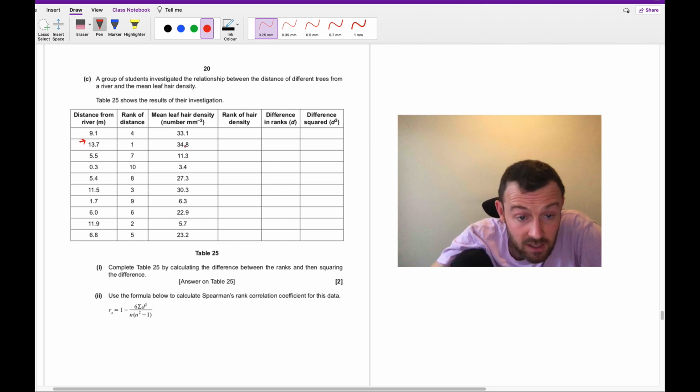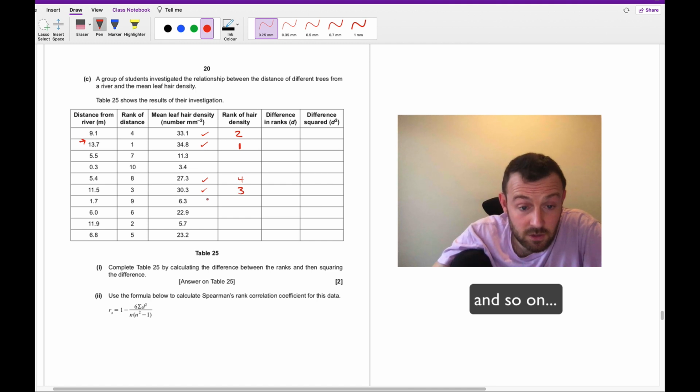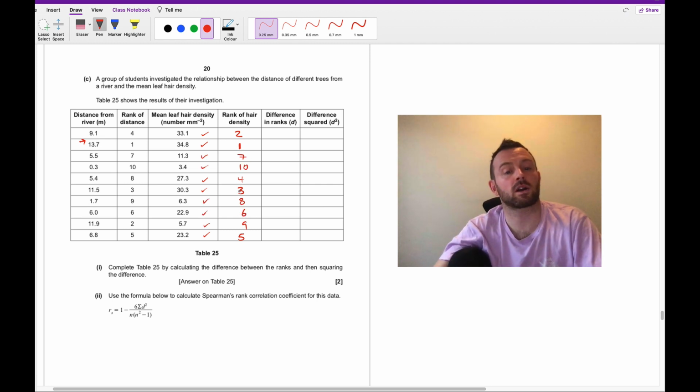So scanning down, 34 is number 1. And then we've got 33. Any more 33s? No. So I'll just cross these off. This is going to be number 2. Any more in the 30s? Yes, we do. We've got that one, which is number 3. Then we're looking for high 20s. 27 is 4. Anything else in the 20s? 23 is 5. So now we work out the ranks there.